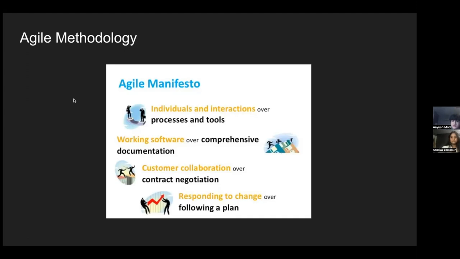Customer collaboration over contract negotiation. If something seems like it doesn't work or something is bothering you, talk up. Talk to a lead, captain, or coach so that we can find a better way to move forward. And the last one is responding to change over following a plan. If we realize that we read the rule book wrong and we're not able to build the feature how we want, we are able to respond to this by changing instead of being stuck with our original plan and just making it work. These four key values are meant to act as guiding principles when utilizing Agile on the team.